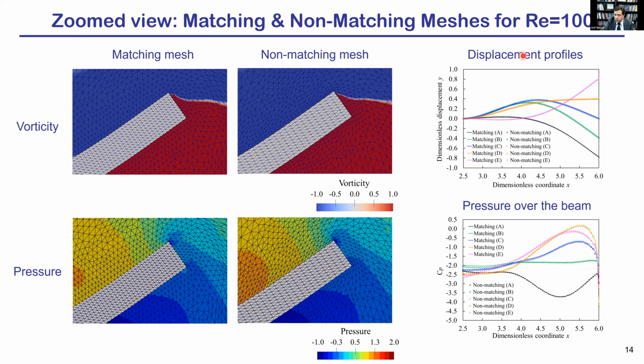This is the displacement profile of the beam when it is moving from the bottom to the top, at different points for matching and non-matching, and we get a very closely matched response for both cases.